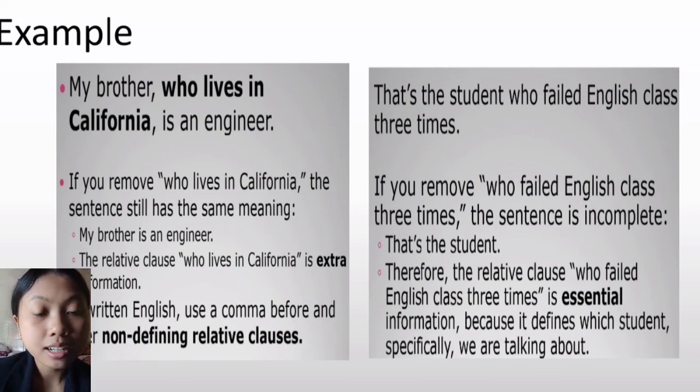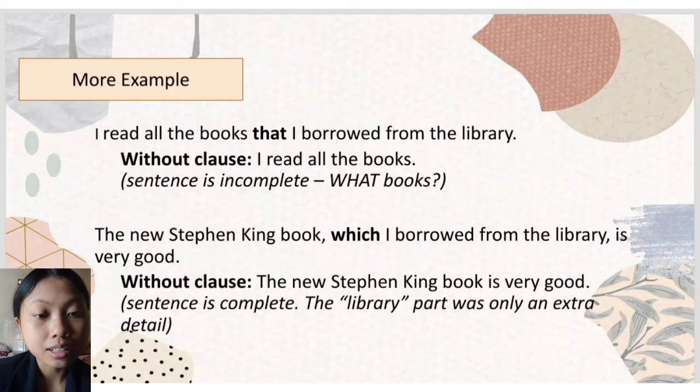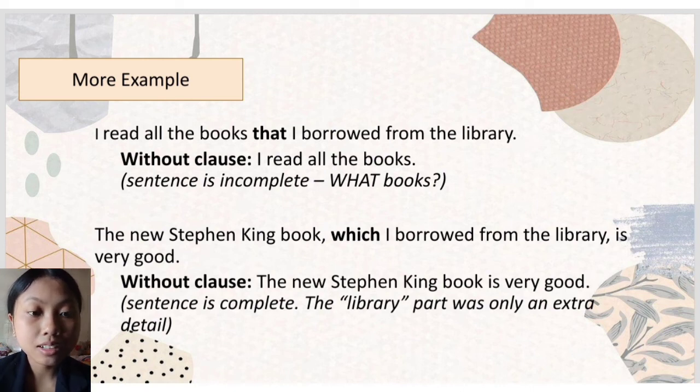So here are some examples of defining clauses, which is, I read all the books that I borrowed from the library. Without the clause, I read all the books, this sentence is incomplete. So it could be, what books? And then the next one, the new Stephen King book which I borrowed from the library is very good. Without the clause, the new Stephen King book is very good. The sentence is incomplete because just the library part was only an extra detail.